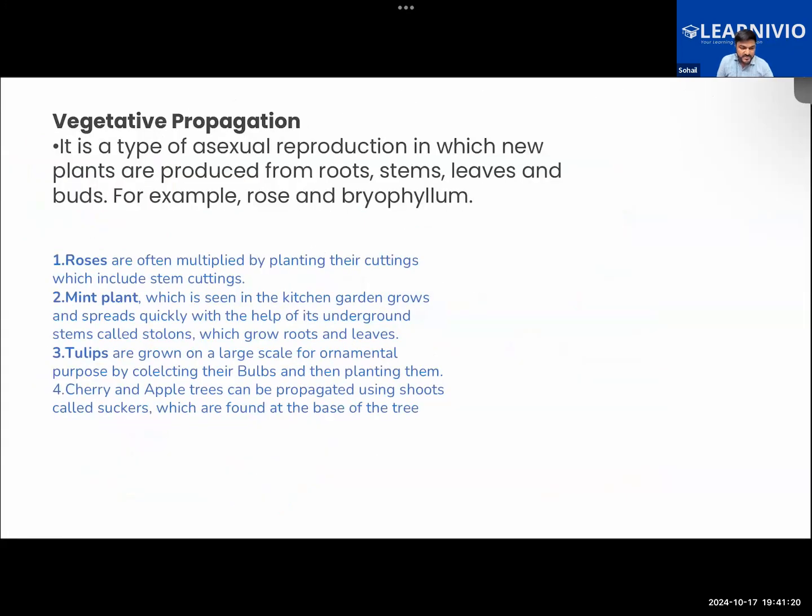Further, we have this concept of vegetative propagation. Don't know why others have not joined. Okay, anyways.